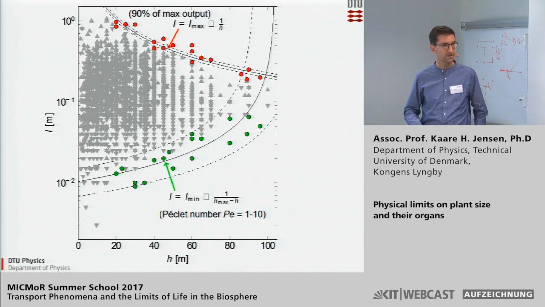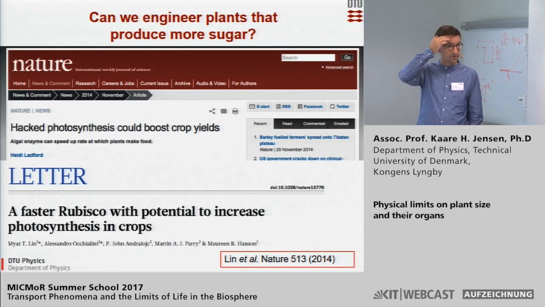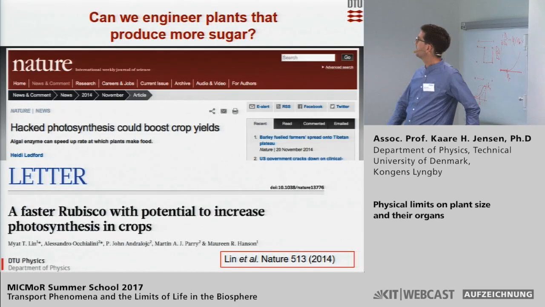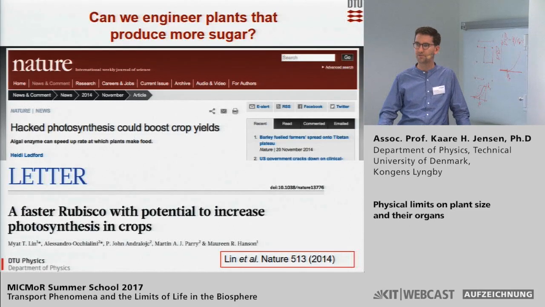So I want to finish off by talking a little bit about the sap that's inside the phloem. And so a very obvious question today is, can we engineer plants that just make more sugar? It seems like an obvious idea. Why not just modify maize or corn or wheat just to do more photosynthesis, right?